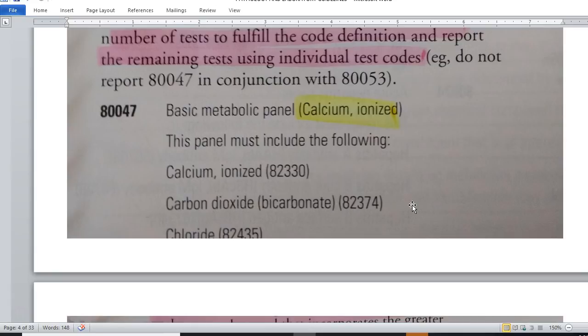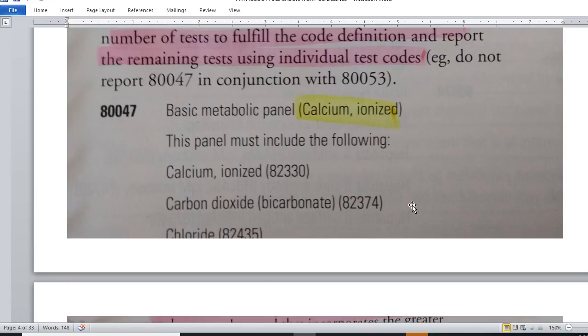This is different from other stuff that we've seen in the book. Mostly, the guidelines say it includes this, it doesn't include that. In this case, the code itself tells us what is included. You'll also notice that 80047 is a calcium ionized basic metabolic panel, while 80048 is a calcium total metabolic panel. The only difference between them is how we're looking at the calcium.